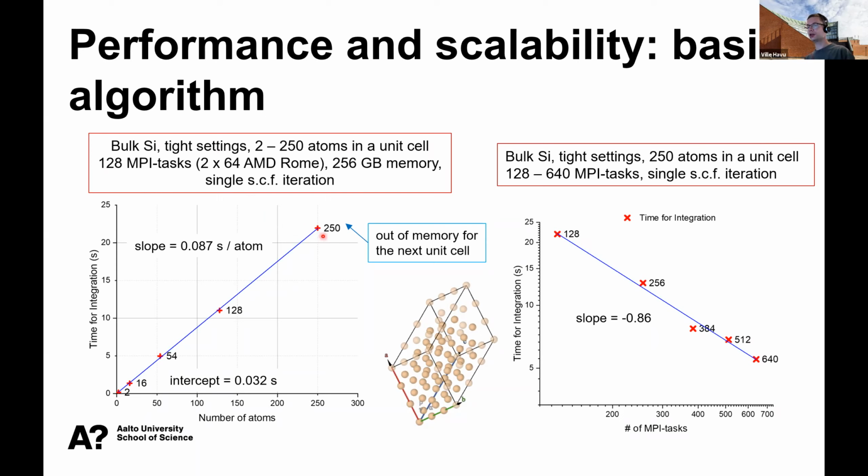What's actually annoying here is that you have a 250 atom unit cell, and you ran out of memory on this platform for the next unit cell. And the reason isn't actually the integration. The reason is the matrix storage. When each of the MPI tasks stores the global matrix, as the system grows, the local matrix storage will grow larger and larger, and this complicates things for these settings. But there is a fix.